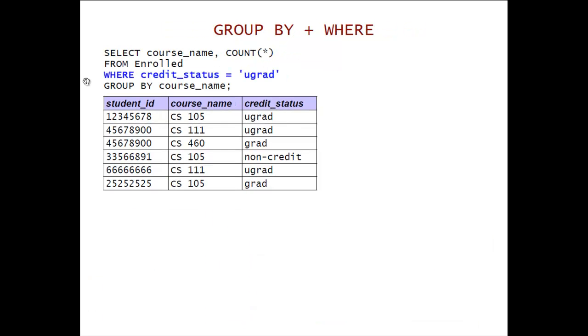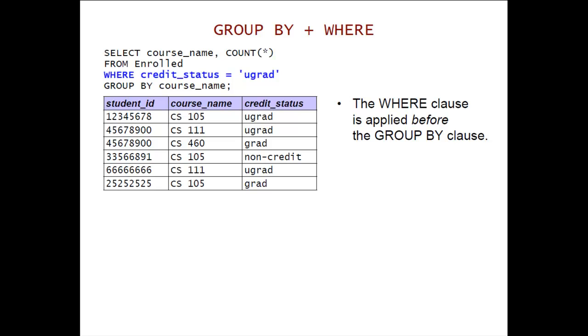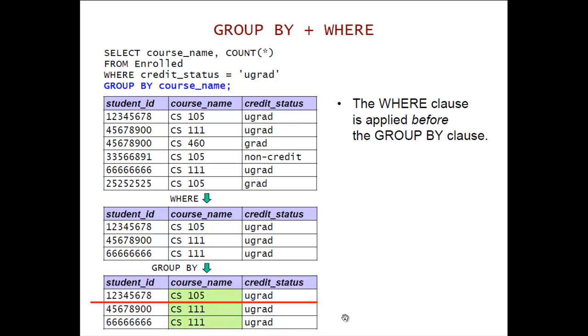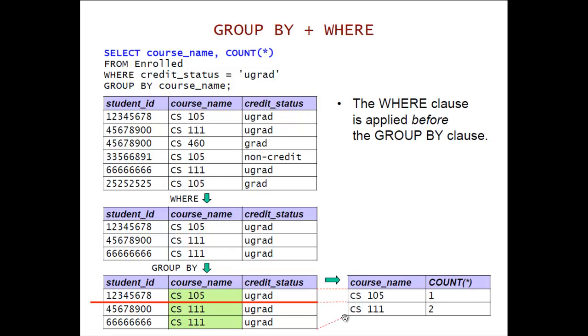It is possible to have both a where clause and a group by, so you can see I've added one here in which I say I only want the rows in which credit status is equal to ugrad. And when you have both of those clauses, the where clause is going to be applied first, then the group by clause. So in this case, we narrow things down to just the rows in which the credit status is ugrad, and then we do the group by. So we end up with only 2 subgroups, and then the select clause gives me a row for each of them with the count for each course.